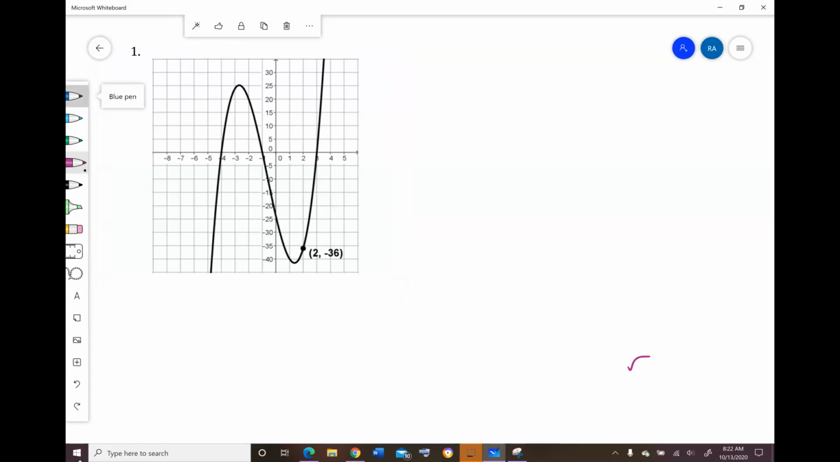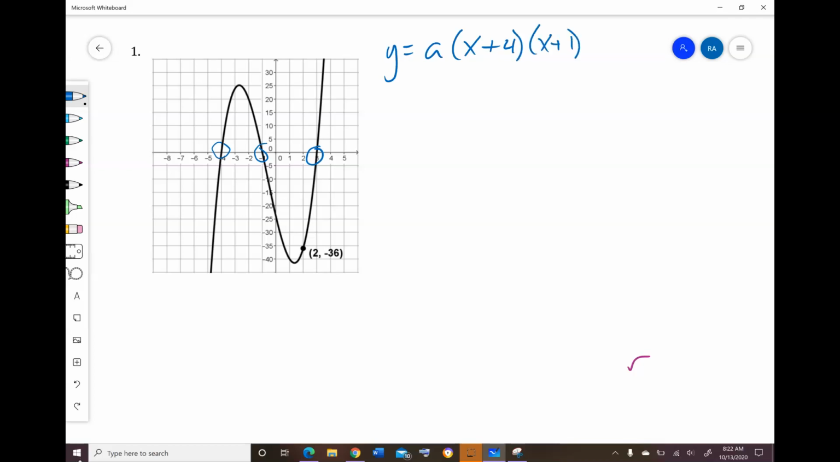All right, so step 1 is to get your factors. We've got -4, -1, and 3. So I'm going to write this as y equals A, x plus 4, x plus 1, and x minus 3. Get your multiplicities. Well, these all cross, so they're 1. So now I need to solve for A.